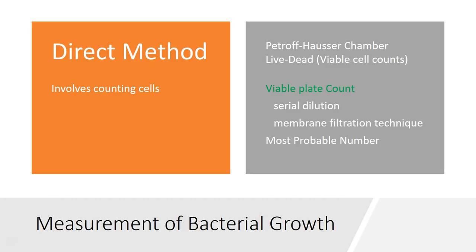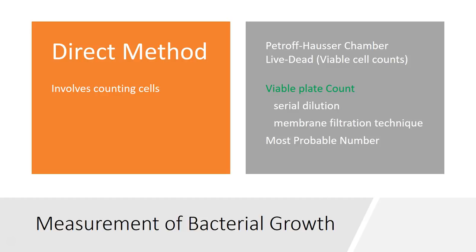Now the second direct method of determining number of cells is the viable plate count. The viable plate count method can be used to calculate the number of live cells only. So in this method, only the viable or live cells can grow and replicate on agar plates that have the necessary nutrient conditions for those cells to grow, and thus form colonies.